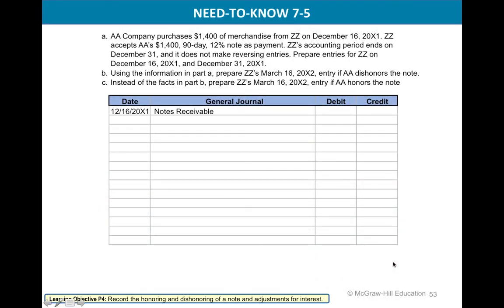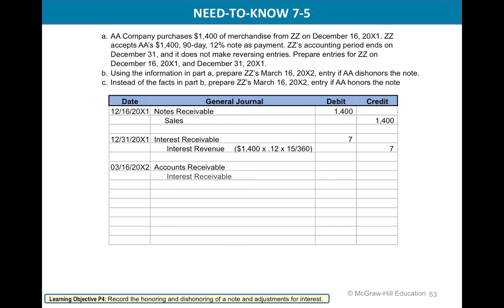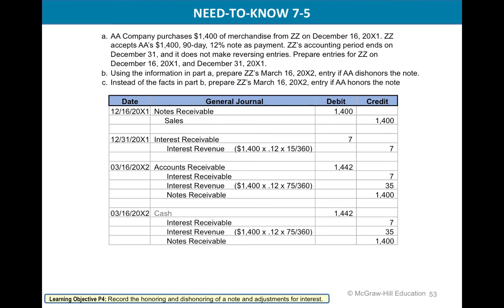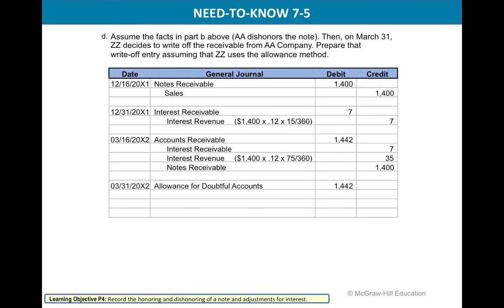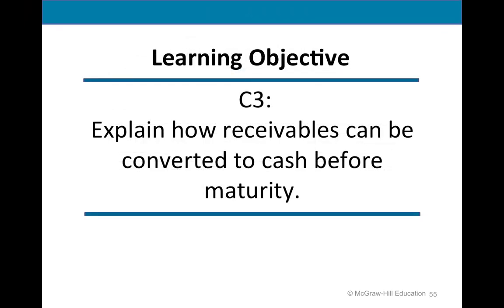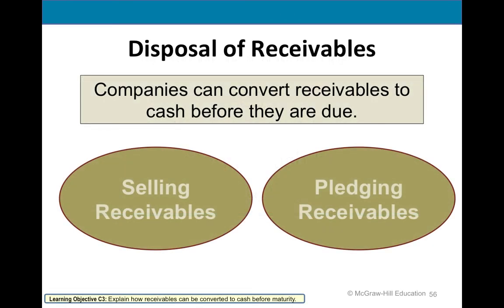Here's some examples. Again, when you first give a note out, you accrue some interest. Now you get full payment. Again, convert to cash at maturity. Again, sometimes some companies, what they might do is sell the receivables to collection companies, or pledge some receivables to purchase something.